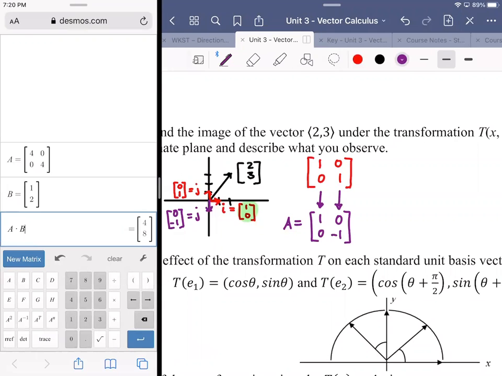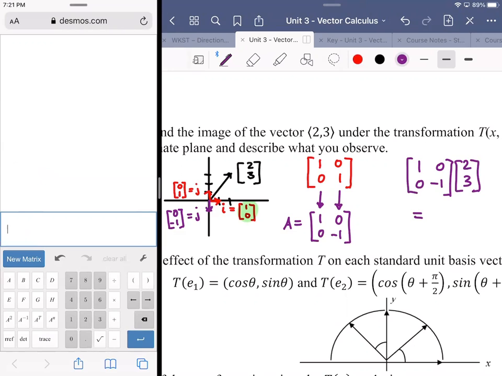So I would be taking A and multiplying it by the 2, 3 vector. So that would be the matrix 1, 0, 0, -1 multiplied by 2, 3. All right, you could do it using the dot product approach, or you could just do it in Desmos. Sometimes it's easier to do it by hand because it takes longer to type it in. But once you do it on Desmos, it's like, all right, it's not that bad. You get the hang of it. So 2, -3, that checks out.